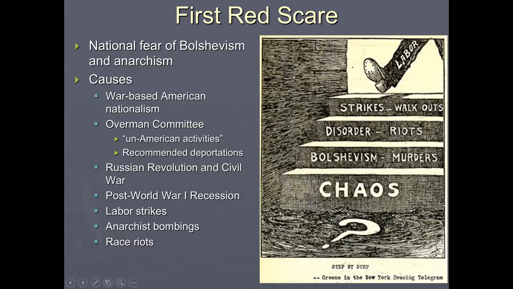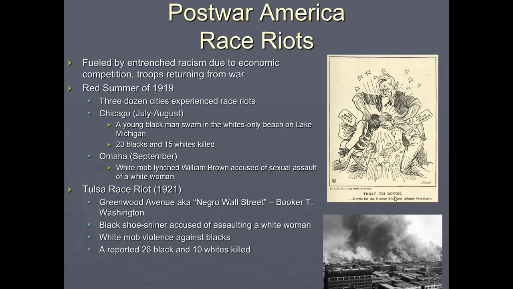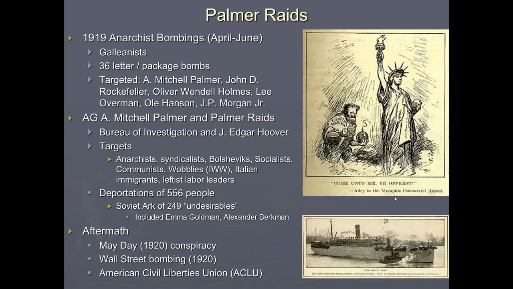So you can see labor unions, from strikes to riots to Bolshevism to chaos. You can see the steps of the first Red Scare. Things like strikes that occurred in 1919 were thought of as anarchist and associated with communism or socialism, which led to racism, where many African Americans are going to move to the north. This is the Great Migration, looking for better economic opportunity. A lot of race riots occurred because they're all competing for jobs in 1919. There's even one in Tulsa.